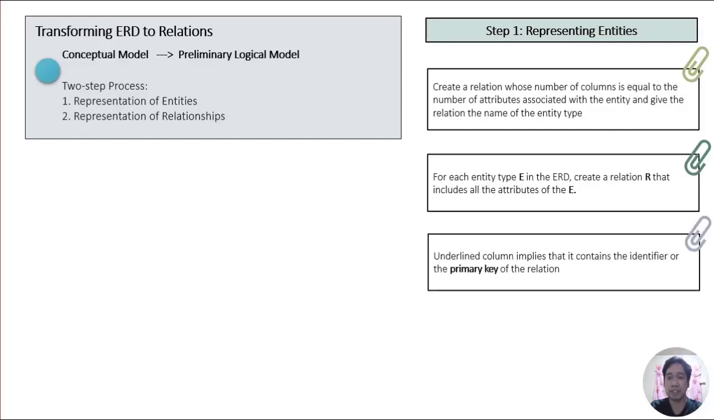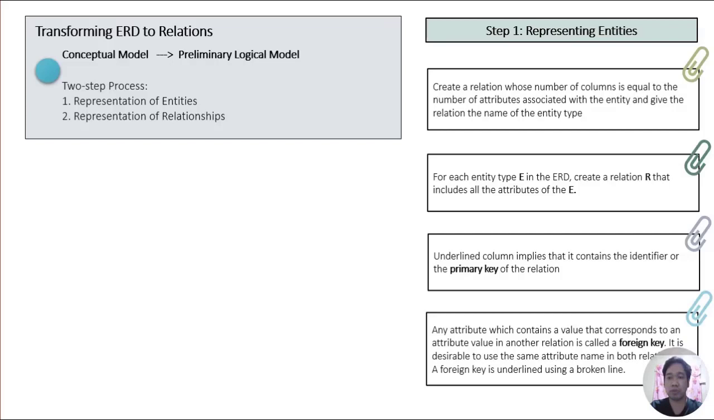An underlined column implies that it contains the identifier or the primary key of the relation. Any attribute which contains a value that corresponds to an attribute value in another relation is called a foreign key. It is desirable to use the same attribute name in both relations. A foreign key is underlined using a broken line. Let's take a look at our sample ERD.